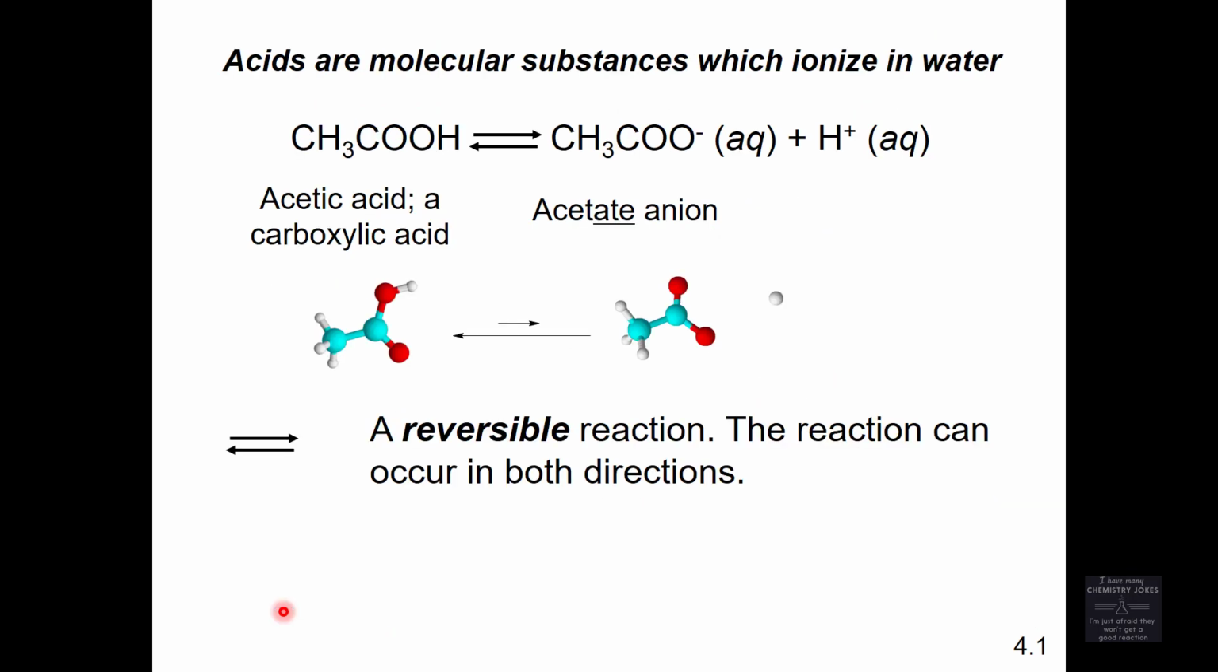Okay, so acids. Acids are a thing we're going to talk about quite a bit in this chapter. Acids are molecular substances which ionize in water. Okay, cool. So what? Acids could be considered strong, or acids could be considered weak. Just like a strong electrolyte means 100% dissociation, a strong acid means 100% dissociation, generally speaking. A weak electrolyte means not 100%, it means some dissociation. So a weak acid means some dissociation.